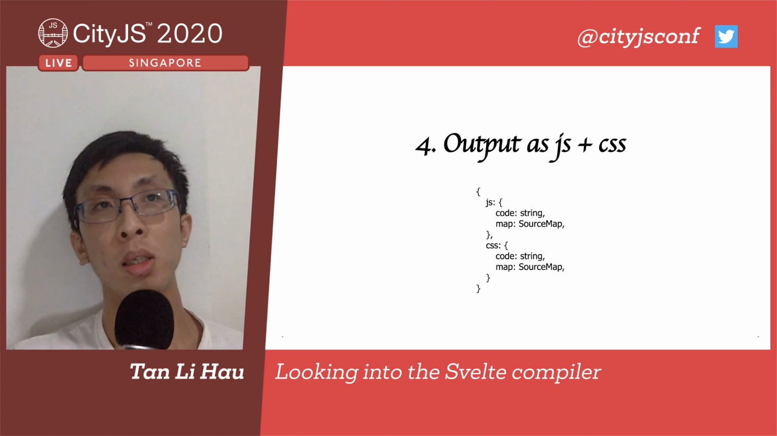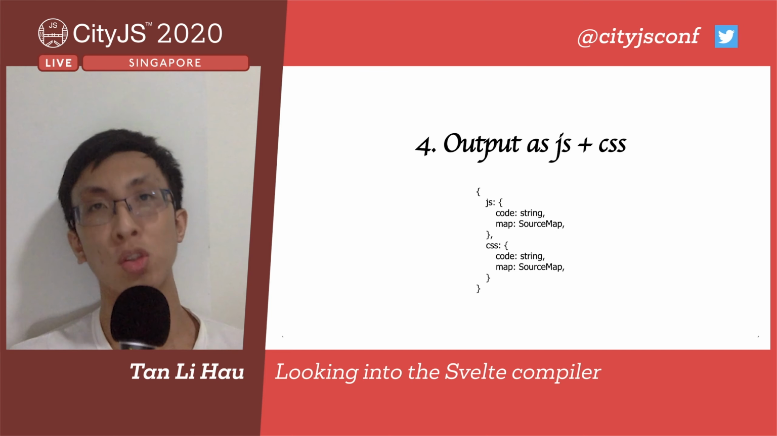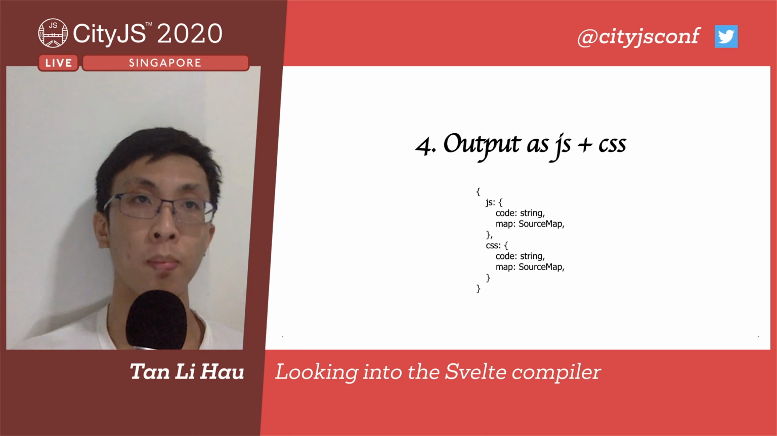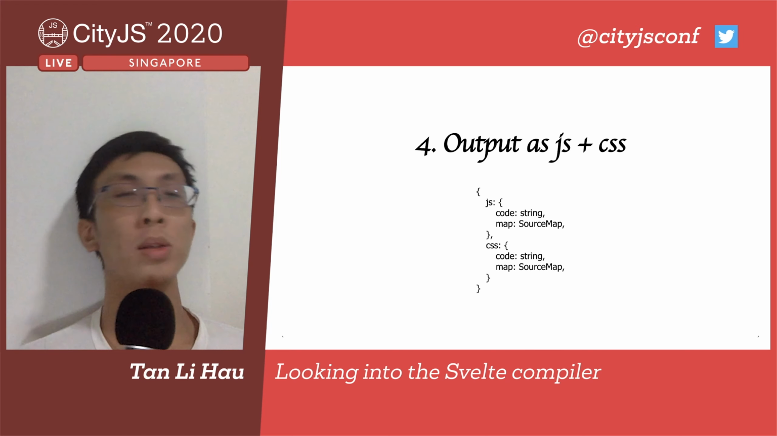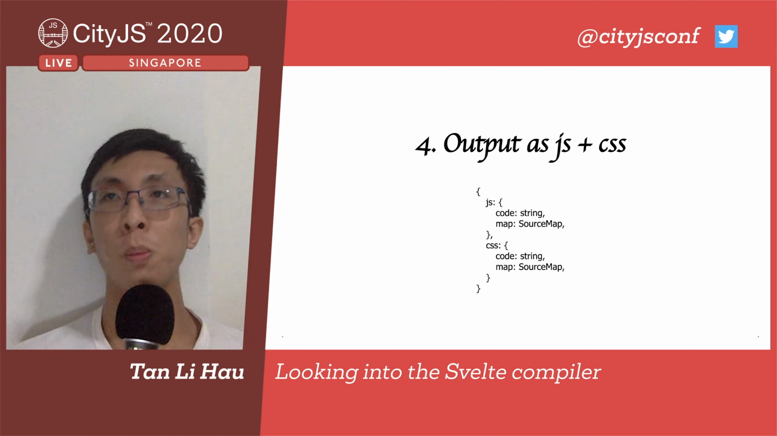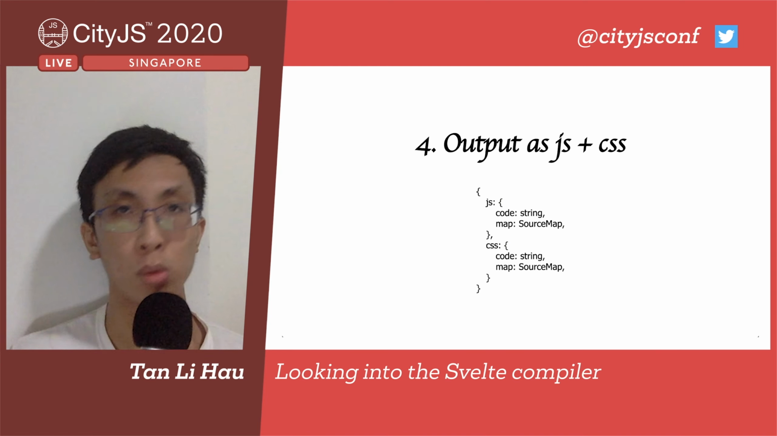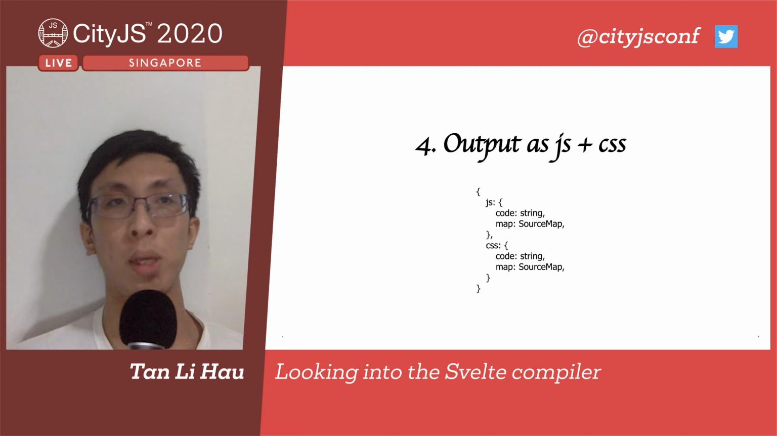So finally, Svelte outputs the code in JavaScript and CSS, with the code as a string as well as a source map. This can be written into the file system directly or be consumed by a module bundler, such as Rollup Svelte plugin for Rollup or Svelte loader for Webpack.